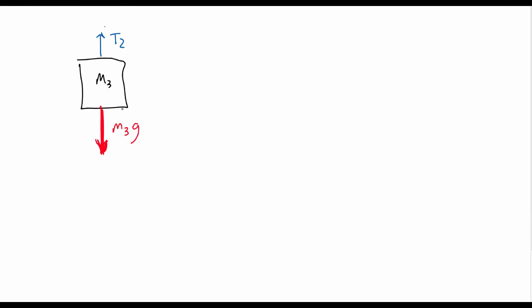So once we have this, we already have our givens. We have the acceleration, which is the same thing we had before. We still don't have T2, but here's what we're going to do. We're going to write our Newton's second law equation. Net force on 3 equals M3 times A3, which is just going to be our acceleration that we got before. Same acceleration. How do I know it's the same acceleration? They're all connected.